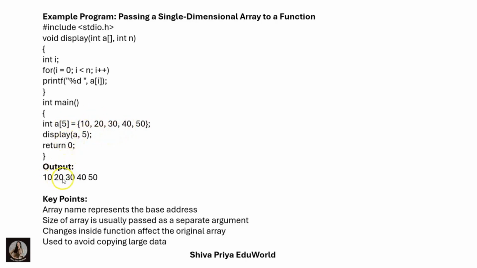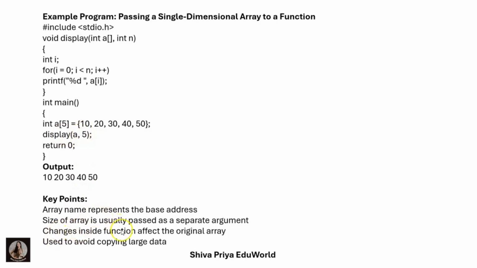Return 0. The output will be 10, 20, 30, 40, 50 because all the elements in the array I can easily access. Here, the array name represents the base address. Array name is the base address and the size of the array is usually passed as a separate argument. The size of the array is passed as a separate argument to the display function.